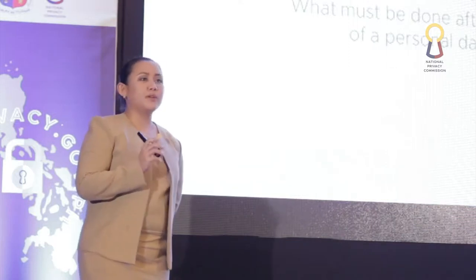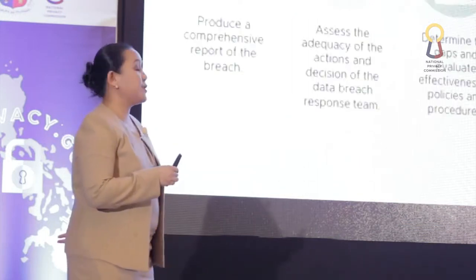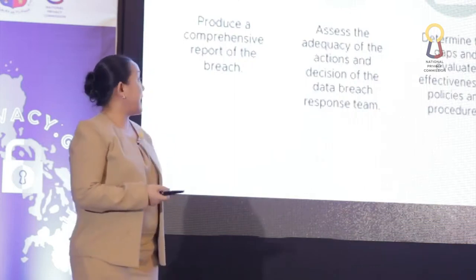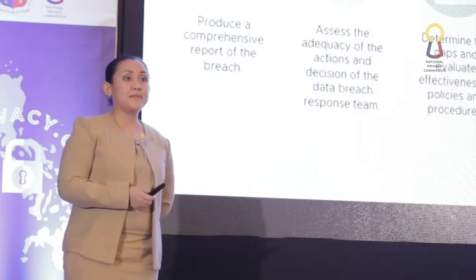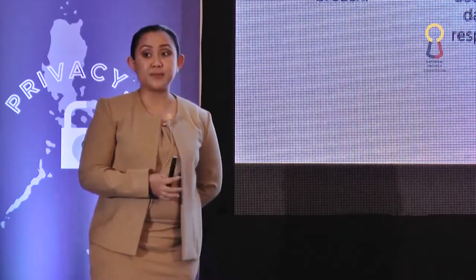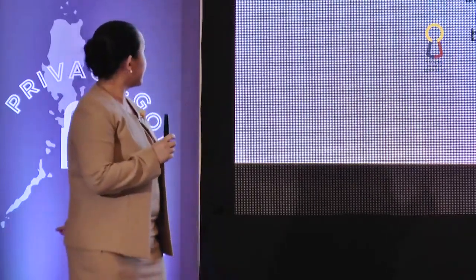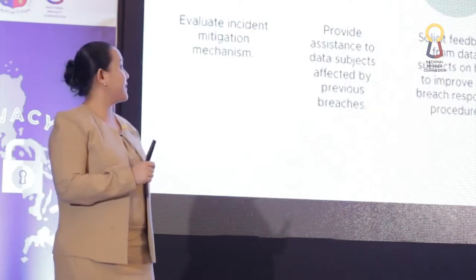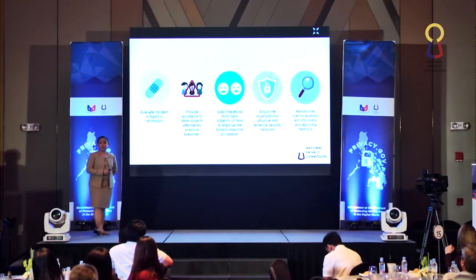In summary, what should government agencies do after the occurrence of a personal data breach? We should produce a comprehensive report of the breach, assess the adequacy of the actions and decisions taken by the data breach response team, determine gaps, and evaluate the effectiveness of policies and procedures, conduct training for personnel who are engaged in processing, update technology and systems for efficiency, evaluate the incident mitigation mechanism, provide assistance to data subjects and solicit feedback from them, adjust organizational, physical, and technical security measures, and monitor risk communications and discovery and reporting methods.